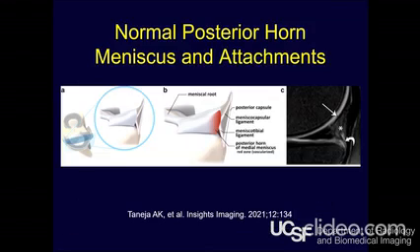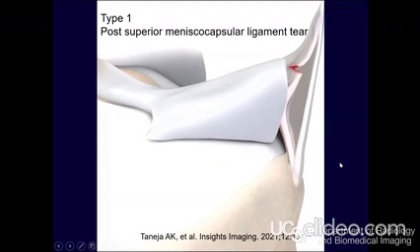So I like this article by Taneja, which shows us all the components that we need to look at for the ramp lesion. We see the posterior horn of the medial meniscus. We have the meniscocapsular ligament going upward and the meniscotibial ligament going downward. And these all can play a role in these tears of the periphery of the posterior horn. And they've actually divided it into different types.